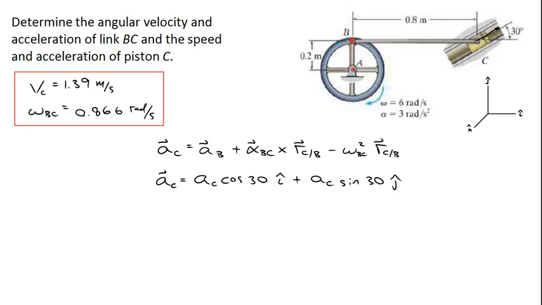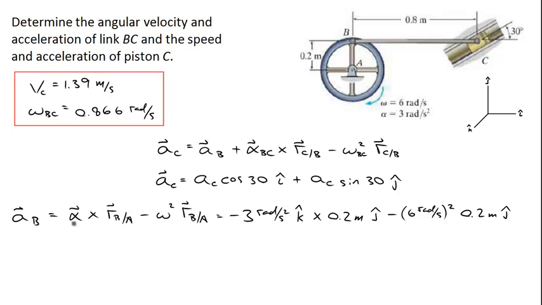And it's going to have some centripetal acceleration in the negative j-hat direction, but it's also going to have some tangential acceleration because the wheel has an angular acceleration associated with it. So I can say the acceleration of B is equal to alpha of that wheel crossed with the position of B with respect to A, and that's my tangential acceleration. My centripetal acceleration is negative omega squared times the position of B with respect to A. Plugging in numbers, my angular acceleration is negative 3 radians per second squared in the k-hat direction. It's negative because this is accelerating clockwise, and I'm using a right-hand coordinate axis.